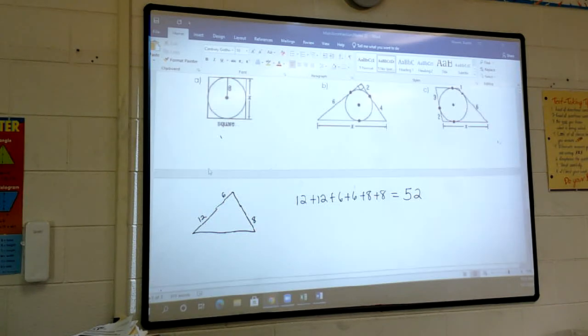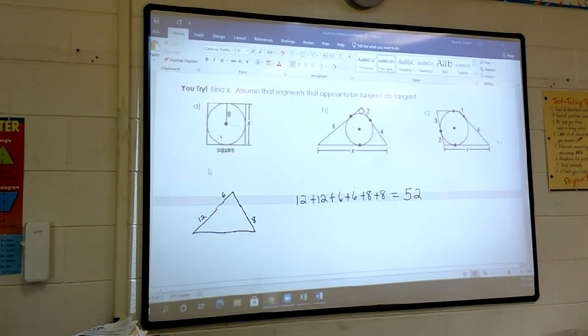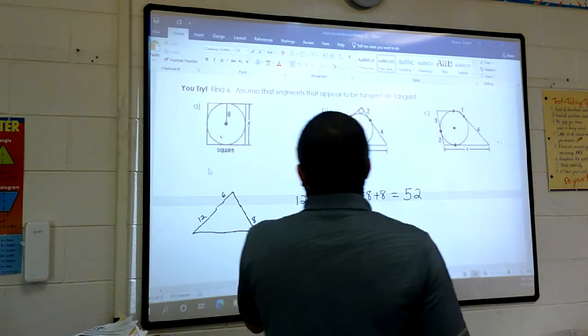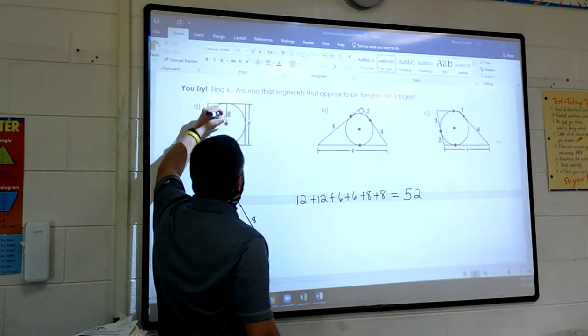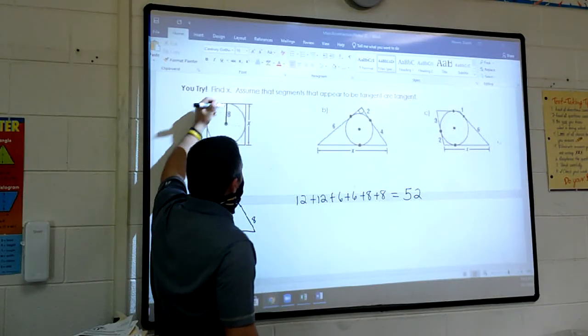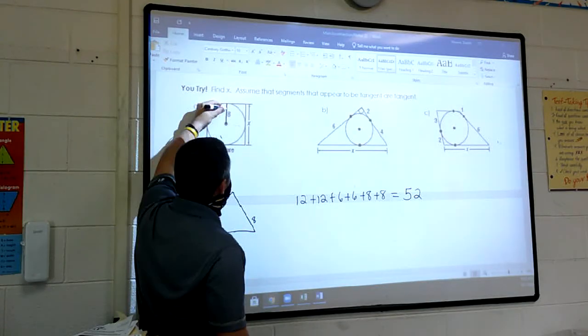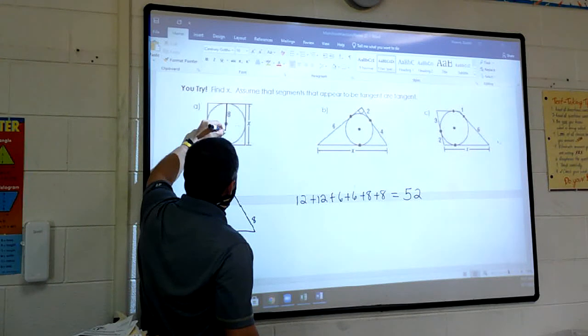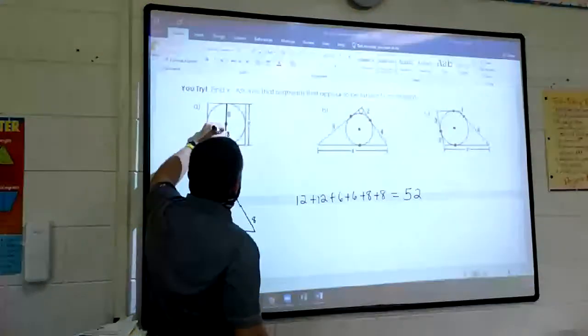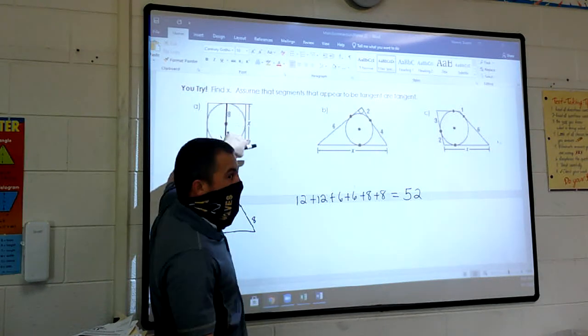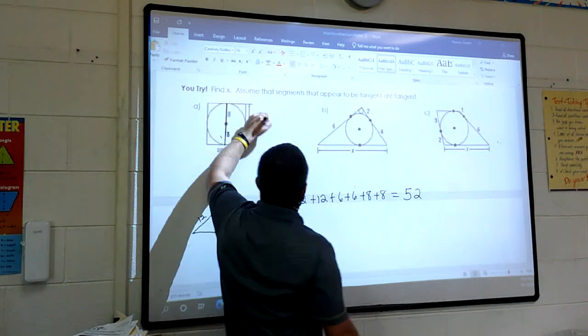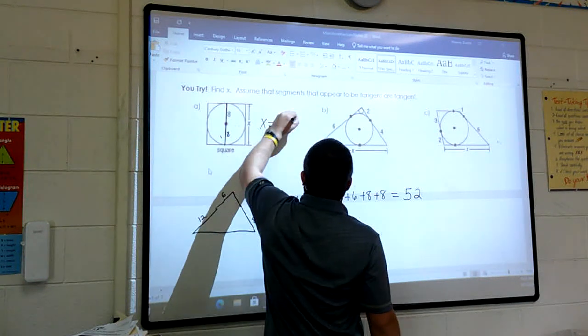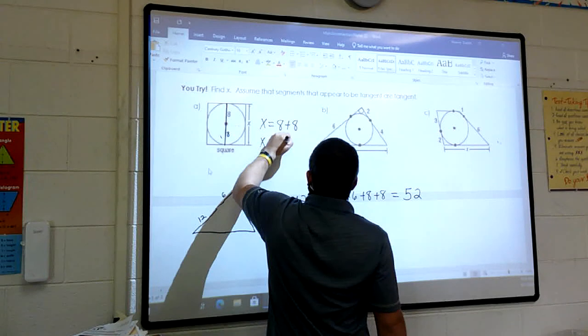Last 3 questions that are on here. Let's look at that. On the last 3 questions, it says, find x. Well, very simply, you're just piecing together things you already know. This is 8. So down here would be what? 8. So this whole line would be 16. And that's what x is looking for. So x is equal to 8 plus 8, which is 16. So we got that.